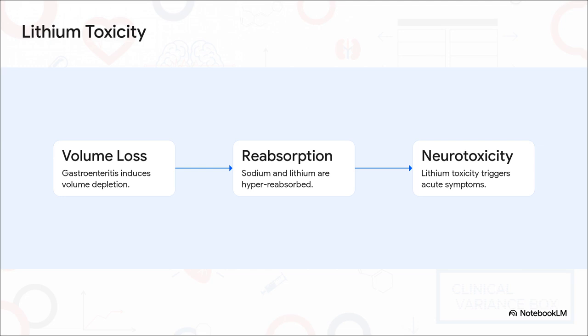Lithium's clearance relies strictly on the renal excretion boundary. When gastroenteritis causes profound volume depletion, the kidneys compensate by forcing the proximal tubule to aggressively reabsorb sodium. And because lithium is handled identically to sodium by the proximal tubule, it gets dragged right back into the serum. This precipitous drop in clearance is exactly what triggers the acute neurotoxicity.